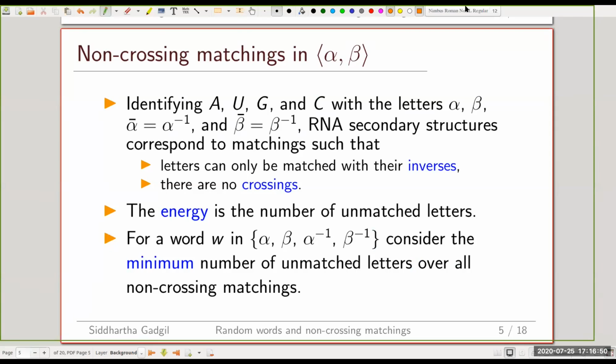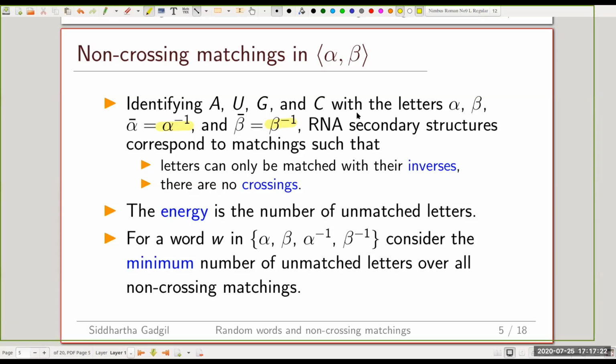Okay, so now these guys, alpha inverse and beta inverse, are simply formal inverses. They're not actually inverses in anything, but as you know, you can put these formal inverses in the free group. So what we'll be looking at are letters. You can think of them as alpha, beta, alpha inverse and beta inverse. And we are looking at words in these letters. So as far as words are concerned, they're just letters.